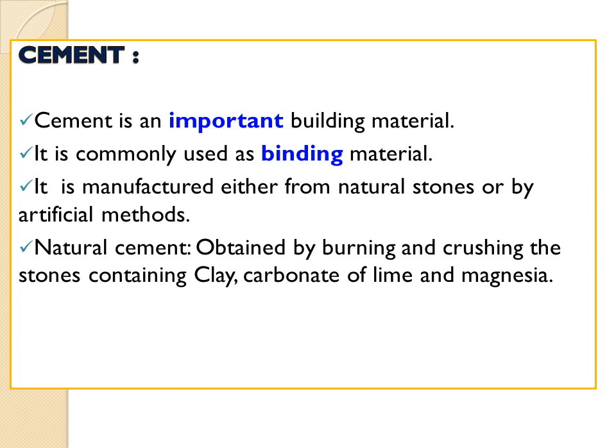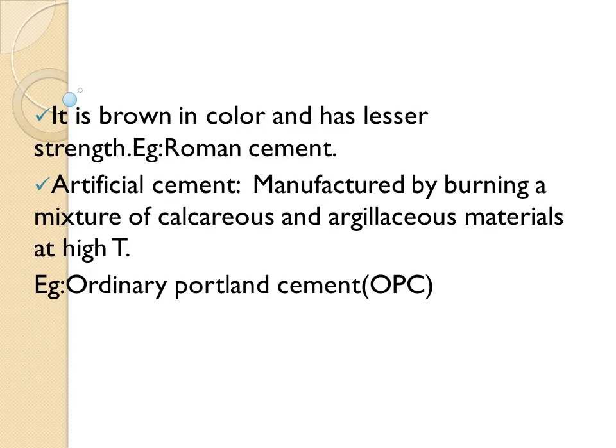It is manufactured either through natural stones or by artificial method. We've got natural cement, usually obtained by burning and crushing the stone, containing clay, carbonates of lime, and magnesia. The natural one is brown in color and has lesser strength. And a good example is Roman cement.